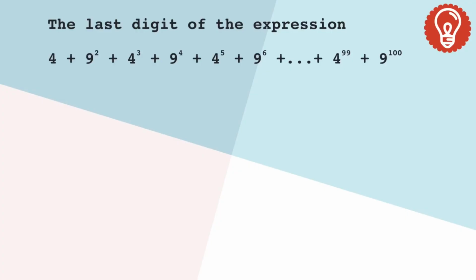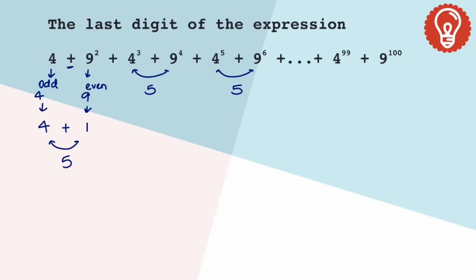This is a similar question, just that he has given us addition here. Now again, this is 4 power an odd number, which is 4 in the unit place, and 9 power an even number, and that is 1 in the unit place. But we need to add it this time, and that is going to give us 5. So it's 5 here, 5 here, and so on.